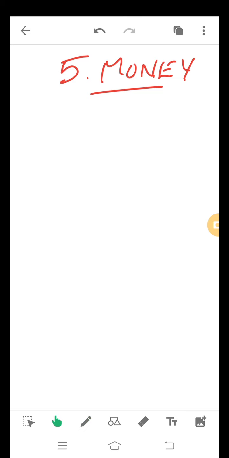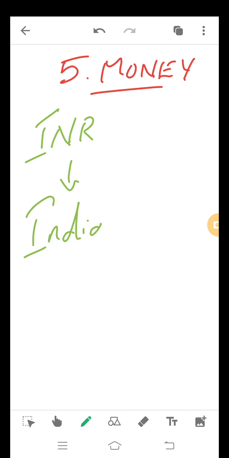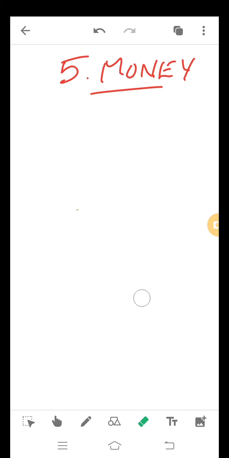Note number 1. What's the full form of INR? Do you know INR? Indian rupee. So INR is for Indian rupee. Don't forget that this is one of the important one-mark questions. INR for Indian rupee. This is note number 1.